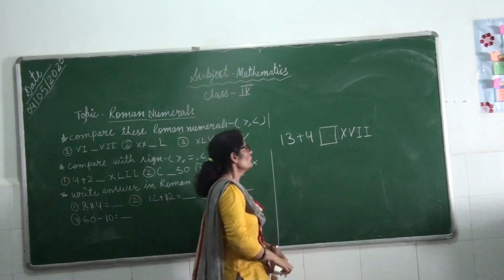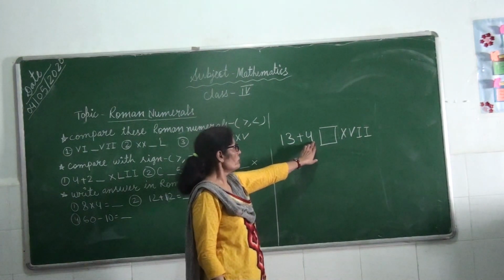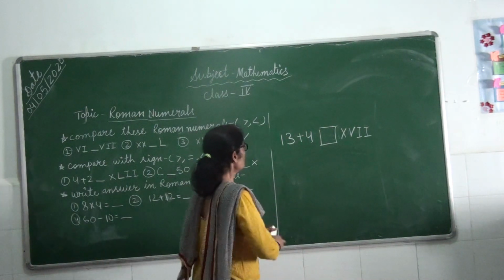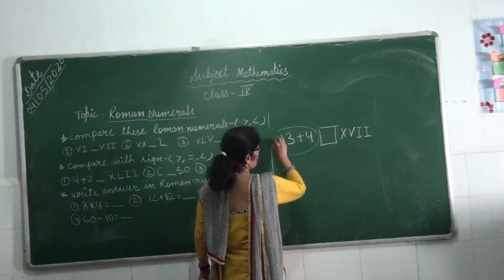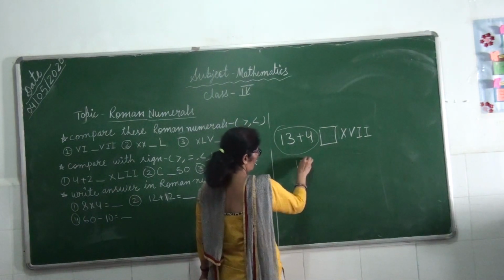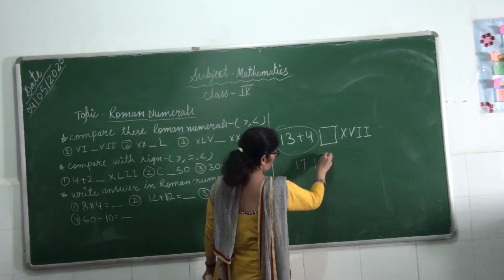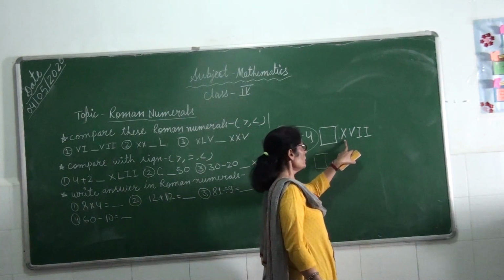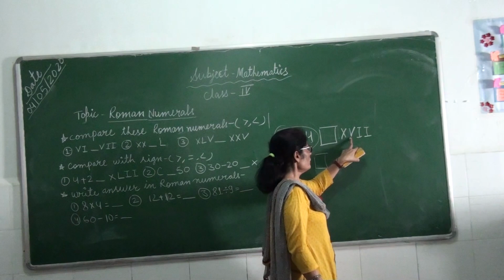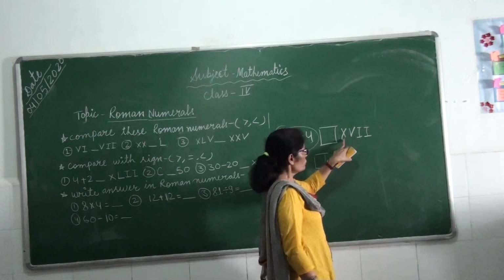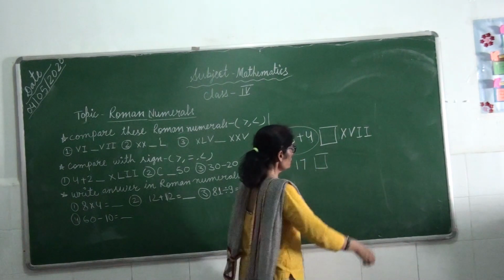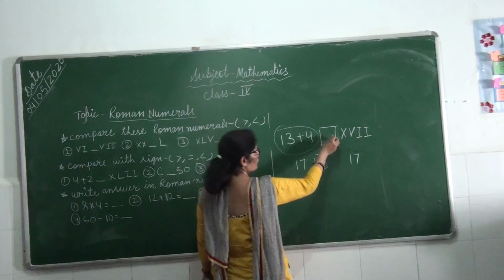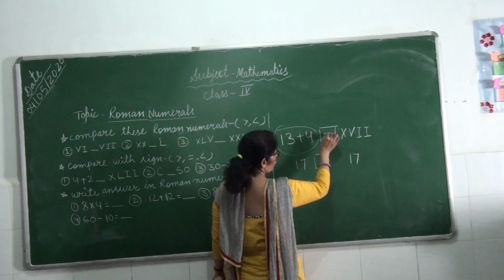You can see here 13 plus 4. First we have to solve. सबसे पहले हम इस नंबर को ऐड करेंगे. We have to add this number. 13 plus 4 is 17. Now this blank here. Now this number you can see here, X for 10 and 7 means 70. You can see both are equal. So we have to put the sign of equal.